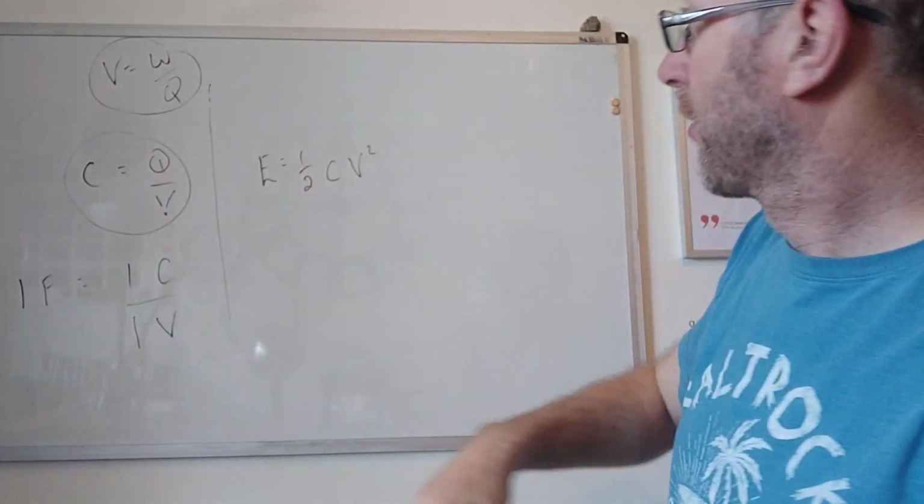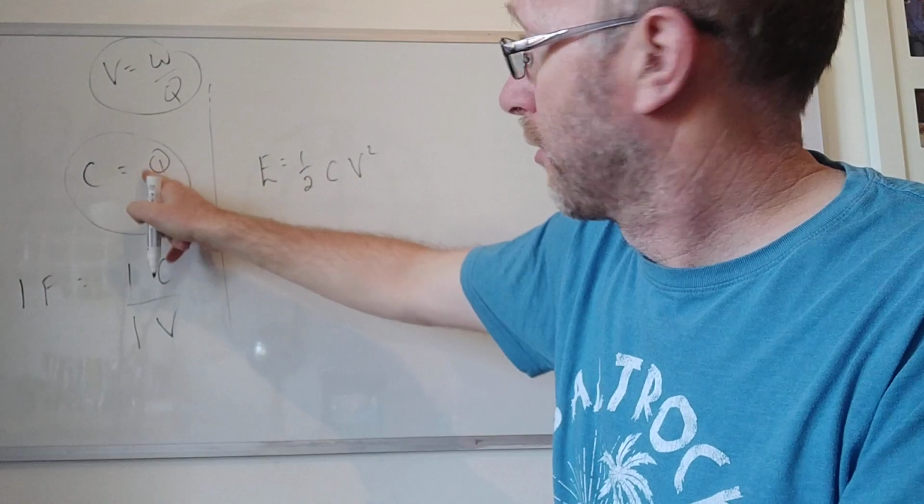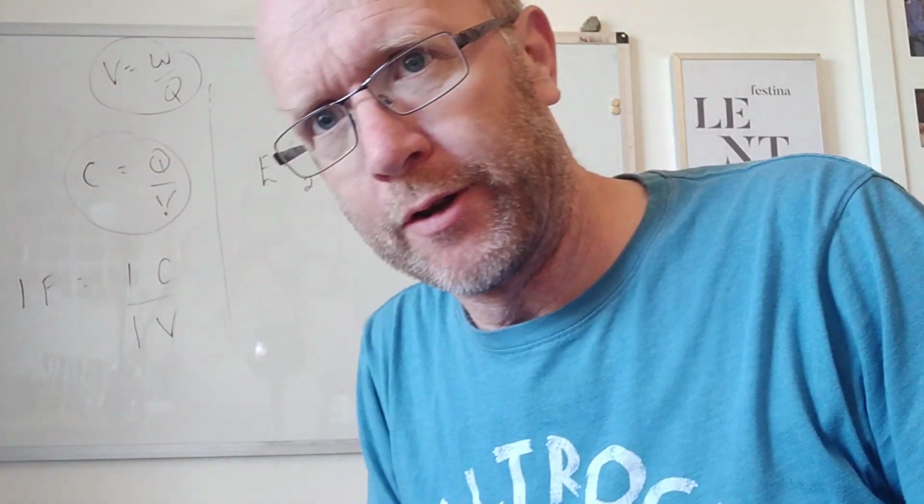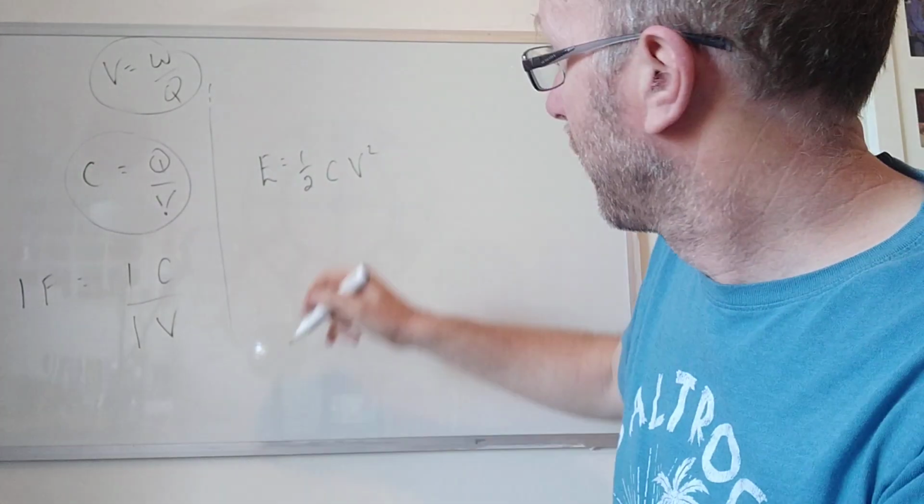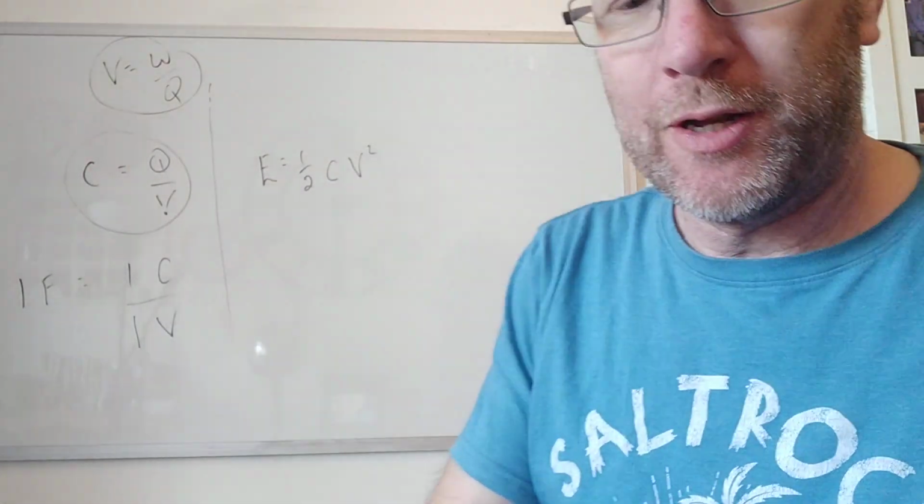Half CV squared. Obviously if you don't know C, you're going to use Q over V. There are 3 formulas here that are going to come together, and we'll be doing calculations in a minute in your assignment 2. This is your formula, so remember the idea of that.